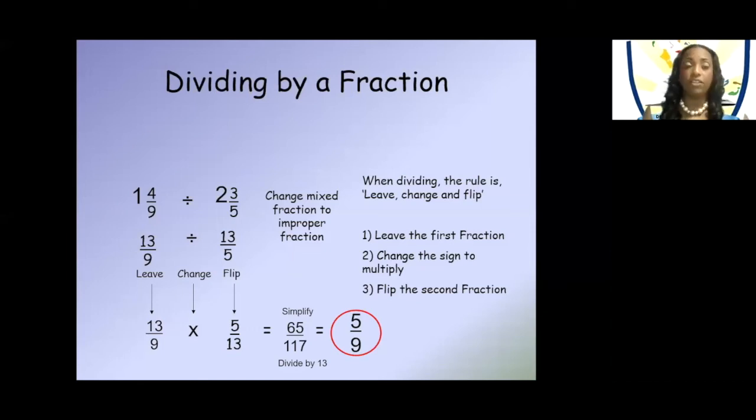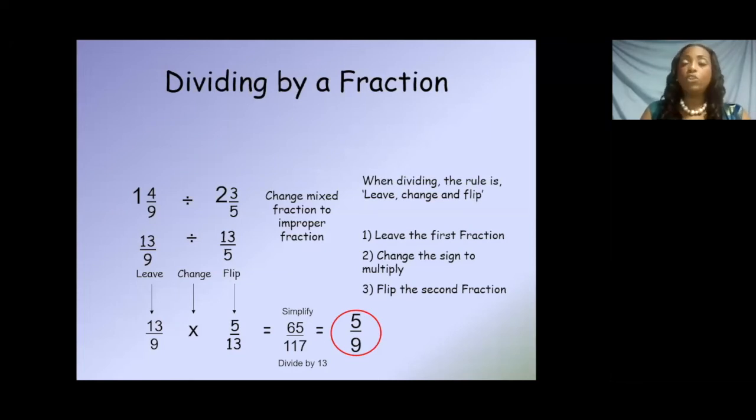Let's look at the second part of the fraction. We have a mixed number, 2 3/5. How do you change that mixed fraction to an improper fraction? Yes, you want to multiply the whole number by the denominator and add the numerator. Good job. So 2 times 5 add 3 is 13. And how do I know what my denominator for this part of the fraction is going to be? By looking at the denominator for the mixed fraction. So again, you want to keep the same denominator for that part of the fraction. Now we have 13 over 9 divided by 13 over 5.